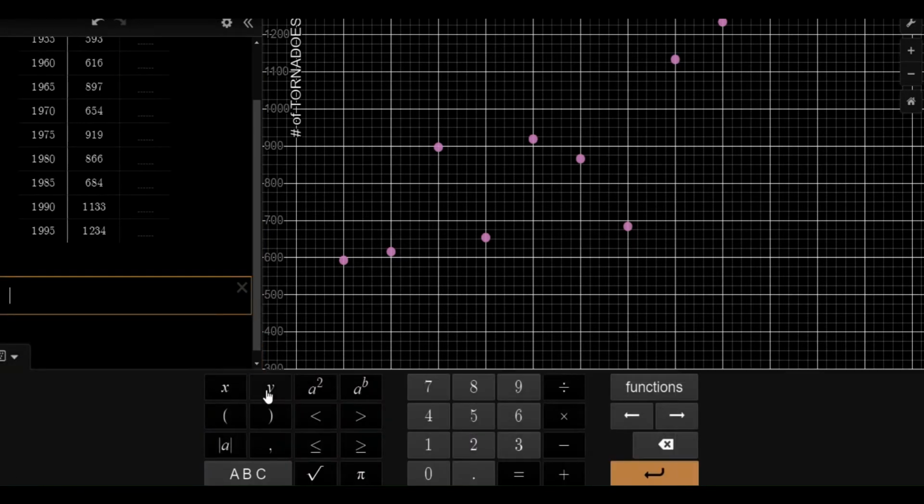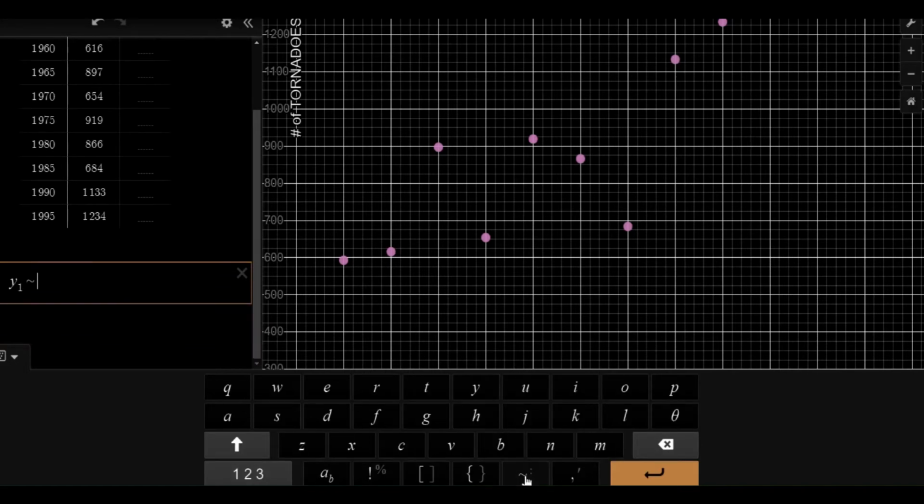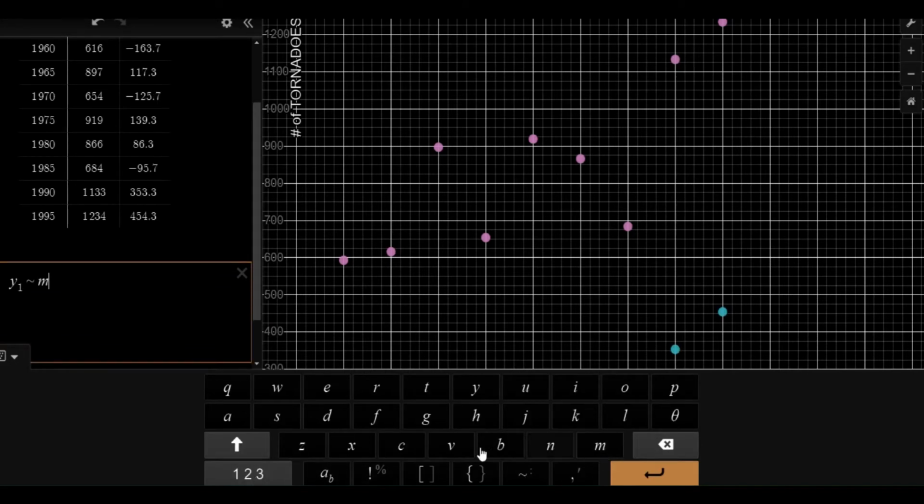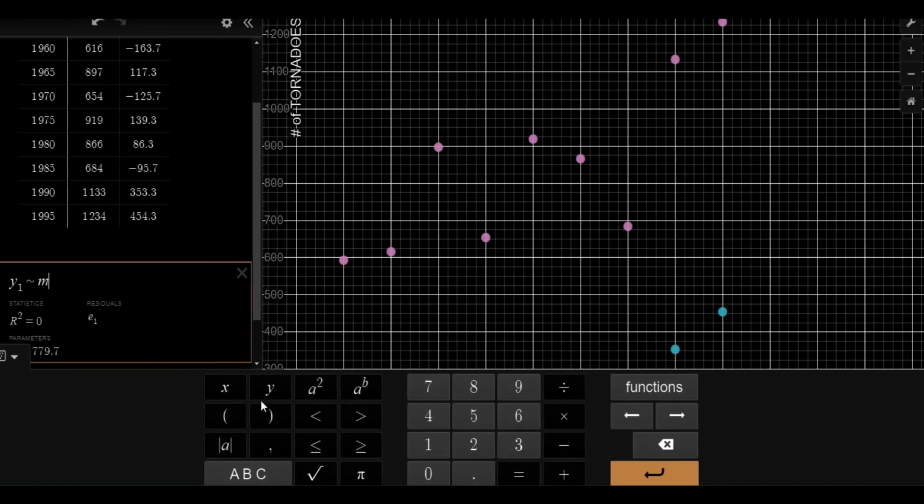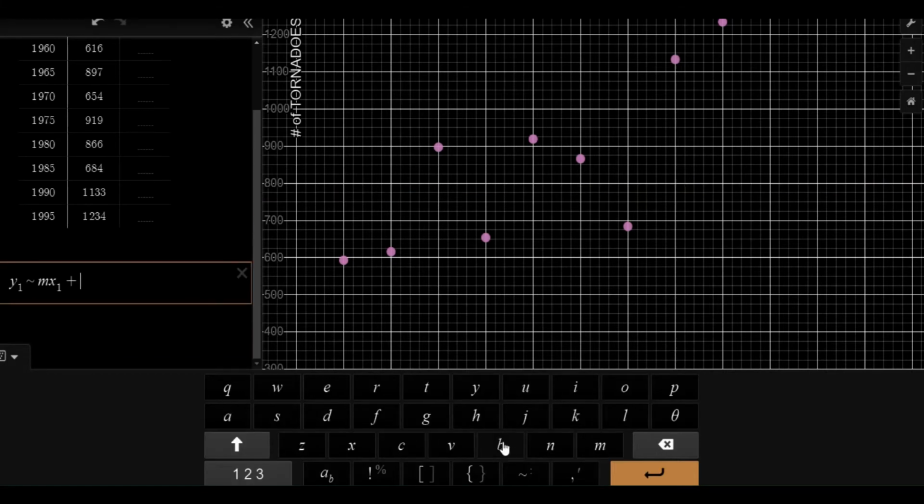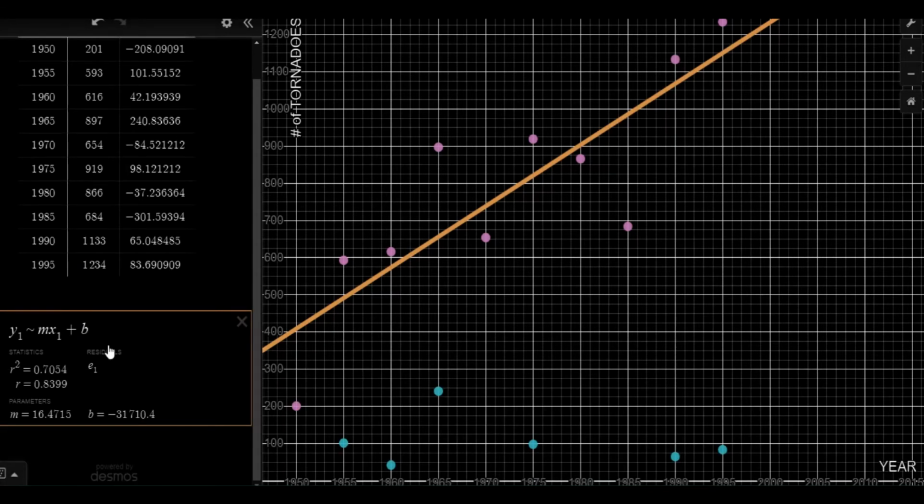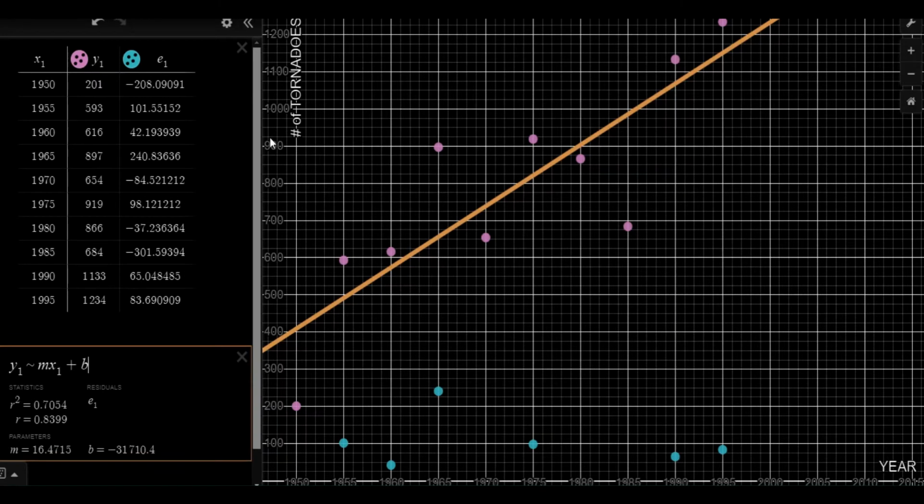We have x1 and y1, where x1 represents the year and y1 represents the tornado, and the points are all scattered all over. We would like to get the regression line y1 is equal to mx1 plus b. So this mx1 plus b will be the regression line for the whole scatter plot, and the equation is given as 16.4715 x1 plus b, where b is negative 31710.4.